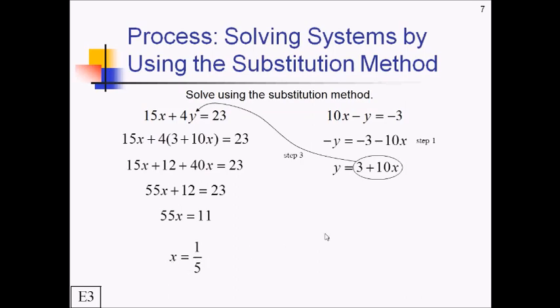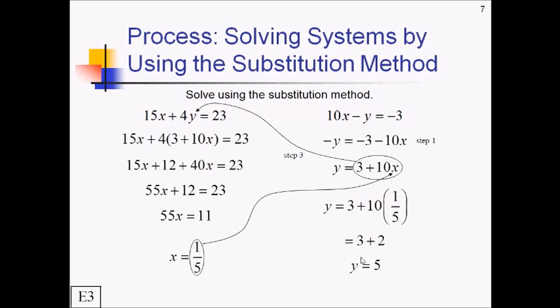Now the nice thing about isolating this variable for this first step here, first or second step, is that once you've isolated this variable, you can then go back and plug whatever value you find for the other variable into this equation. And you've already got y all by itself. You just have to figure out what the right side is. So this will be 3 plus 10 times 1/5. 10 times 1/5 is 2, so 3 plus 2 is going to give us 5. So 1/5 comma 5, our final answer for that one.